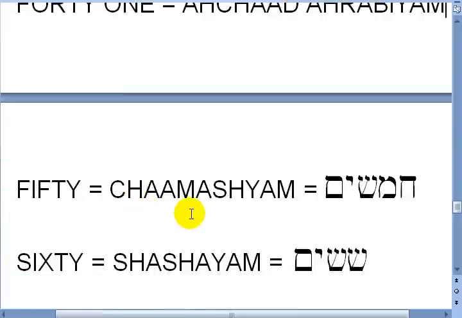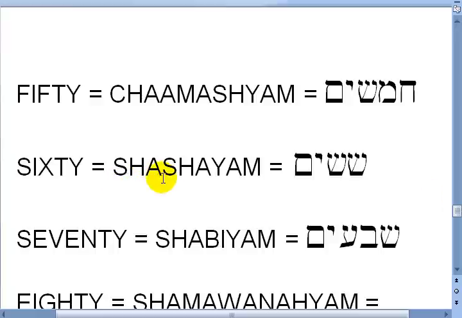Then you get to 50. 50 is Chamashim, and then you just put the 1 in the beginning to make it 51. Akkad Chamashim, Shanya Chamashim, Shalash Chamashim. So that's 51, 52, and 53. 60 is the same thing, Shashayim. Shashayim is 60, Akkad Shashayim would be 61.